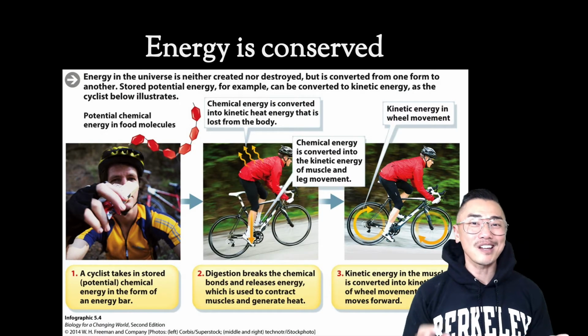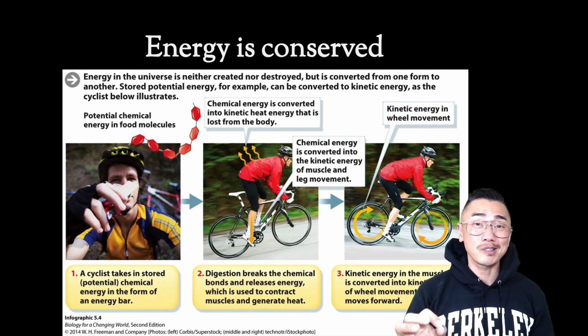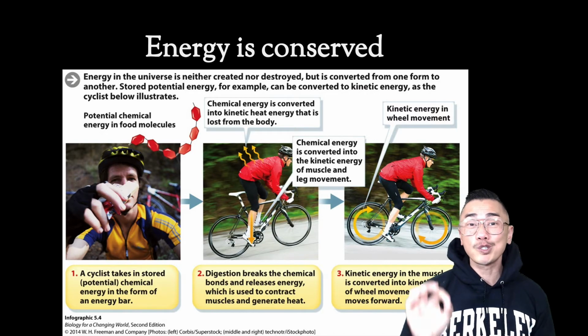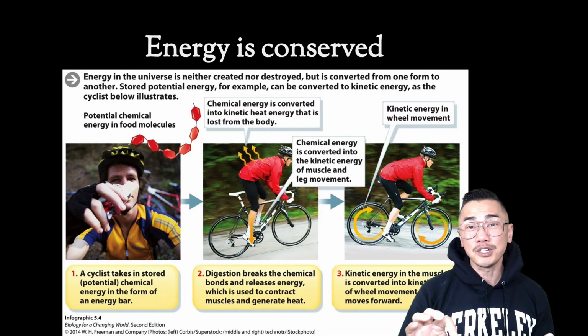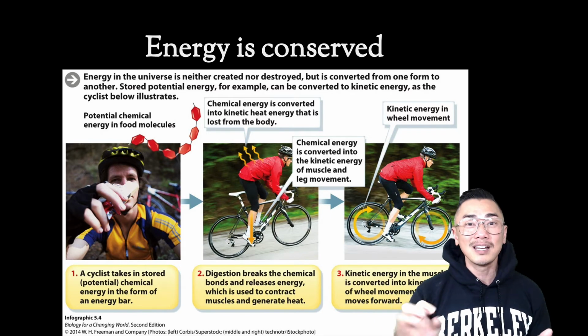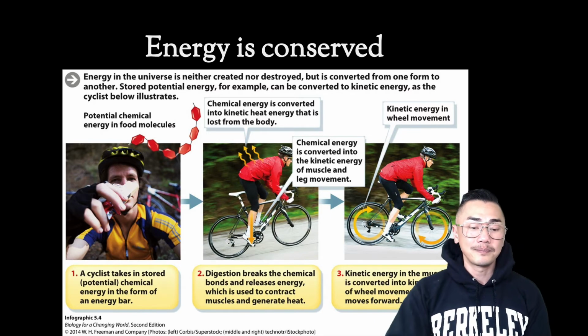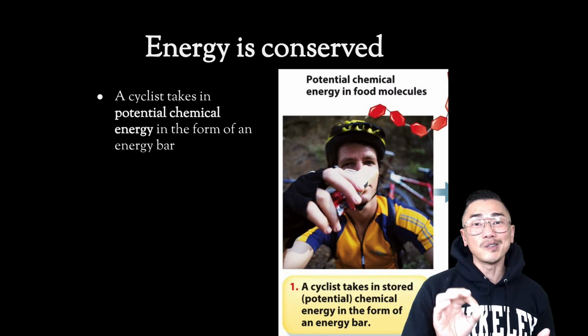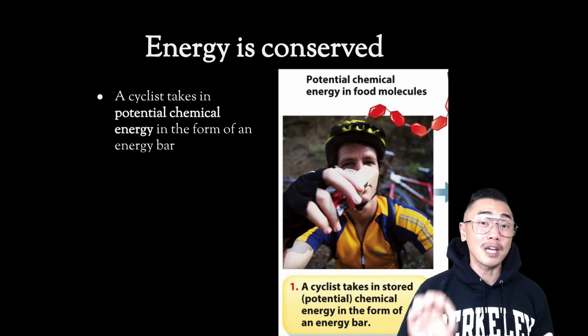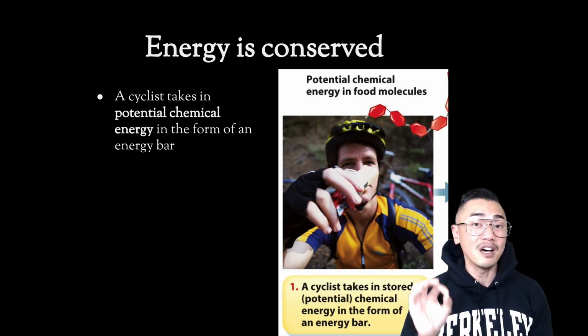This infographic shows how the body of a cyclist takes the chemical energy stored in an energy bar and converts it into kinetic energy to move his body and the bike, and also heat. Let's break it down step by step. In the first step, the cyclist takes in potential chemical energy in the form of an energy bar.